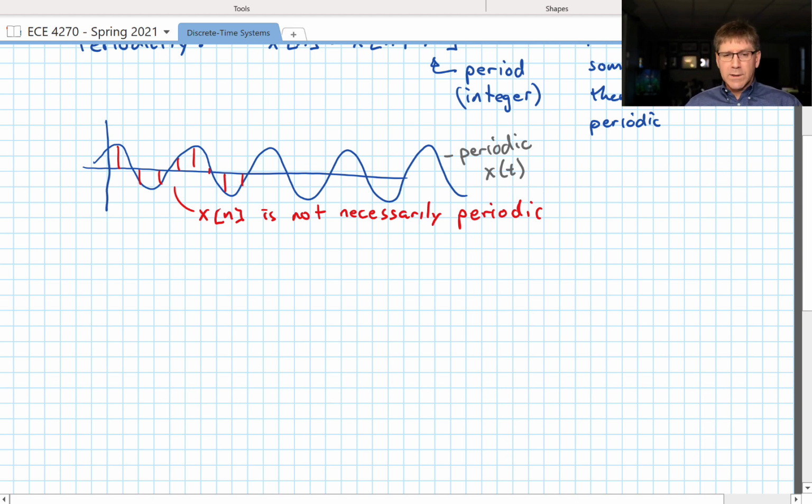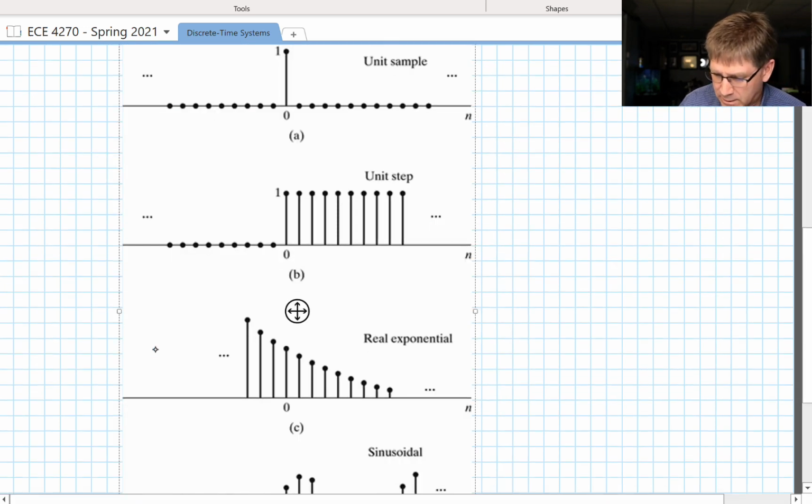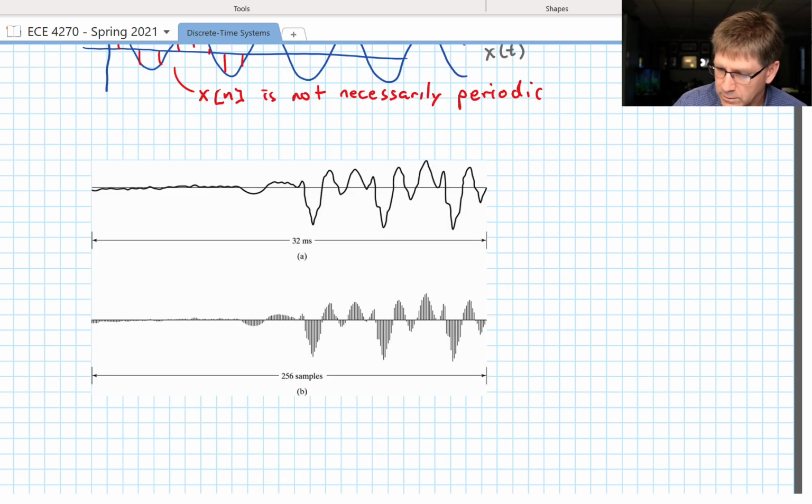Now, next we're going to get into linear time invariant systems, but as a first step for that, I would like to introduce one more thing. Whoops, that's the wrong one. Okay, there we are. So what you're seeing here is a speech signal.